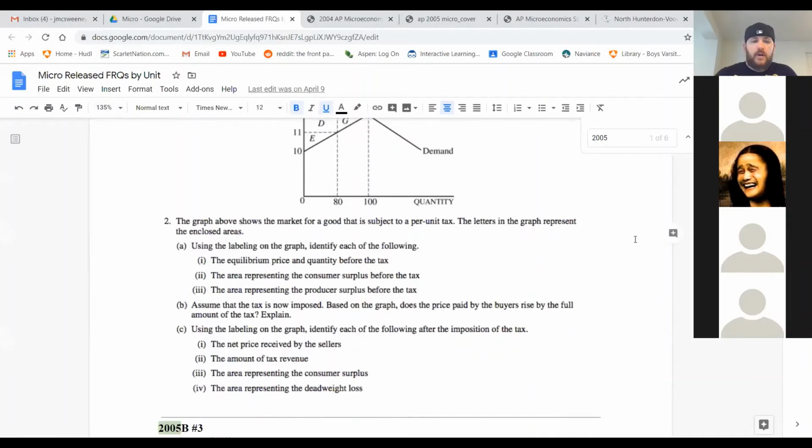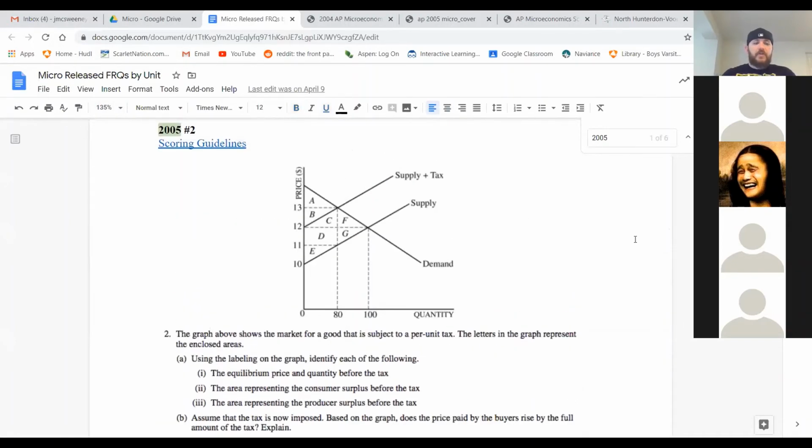Perfect. Okay, cool. The graph above shows the market for a good that is subject to a per unit tax. The letters in the graph represent the enclosed areas. Using the labeling on the graph, identify each of the following. So this is just making sure you understand what you're looking at when we look at a graph where a tax has been applied. Remember, anytime we apply a tax, it's going to shift supply to the left always, and the burden is always split between the buyer and the seller, and it's always based on elasticity. In this case, everything looks symmetrical, so it looks like we're looking at unit elastic curves.